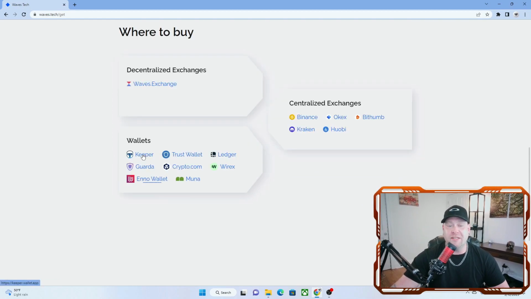And here are some of the wallets they offer for Waves, at least: Keeper, Trust Wallet, Ledger, Guarda, Crypto.com, YRX, Uno Wallet, and Muna. I don't know most of these wallets, but I do know Keeper, Trust Wallet, and Crypto.com. I trust Keeper and Crypto.com over Trust Wallet.